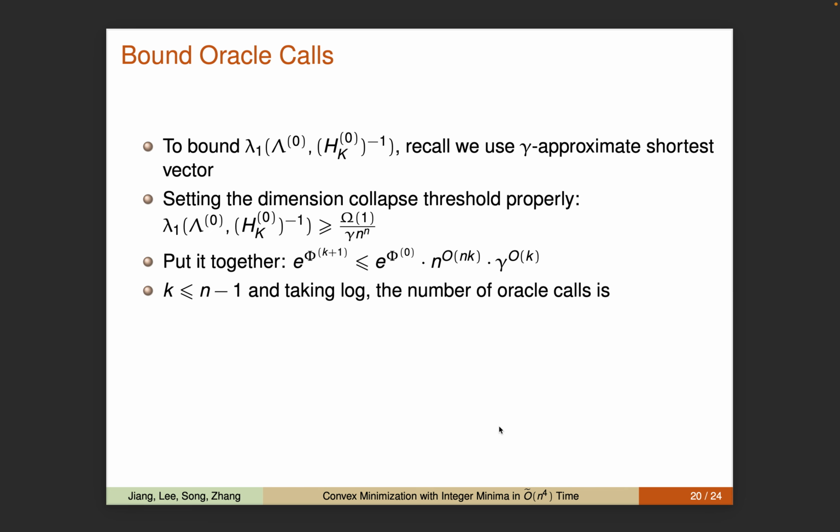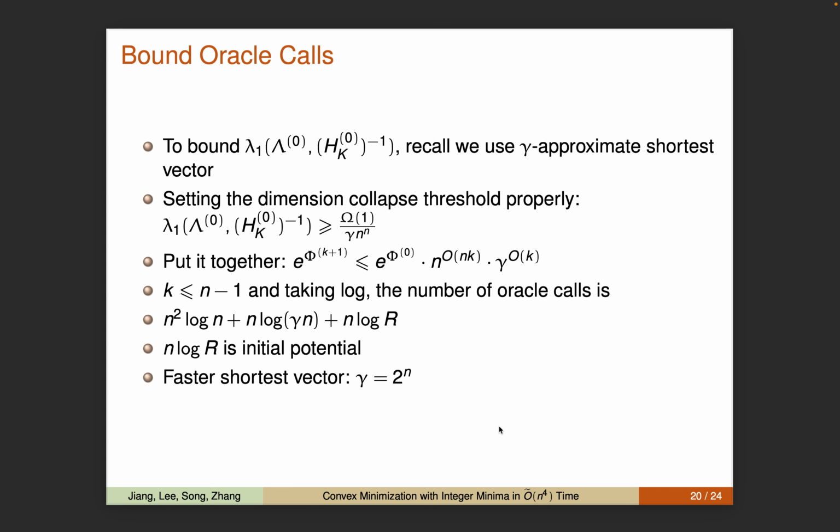And recall that the dimension is inherently n-dimensional, so we can at most collapse the dimension n minus 1 times. We set k as n minus 1 and take a log. We get a bound on the number of oracle calls, which is n squared times log n plus n to the n times log gamma n plus n to log r. So how do we interpret this bound? n to log r is the initial potential, because if you set the initial k and the lambda property, you just naturally get this.